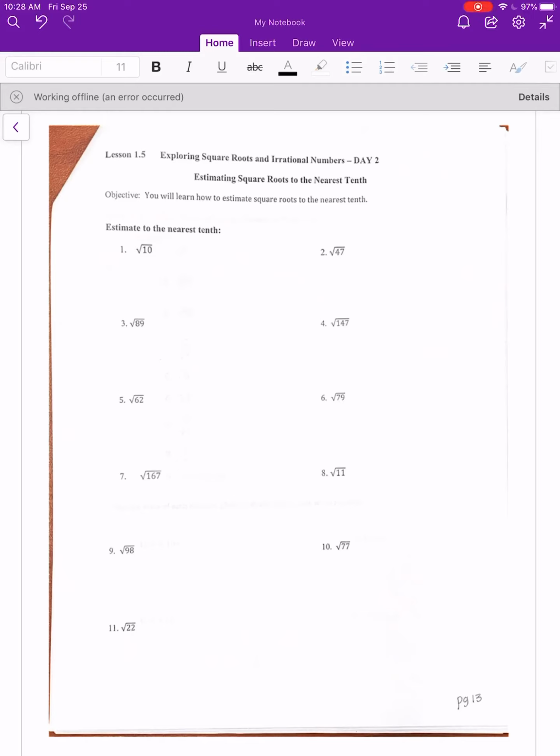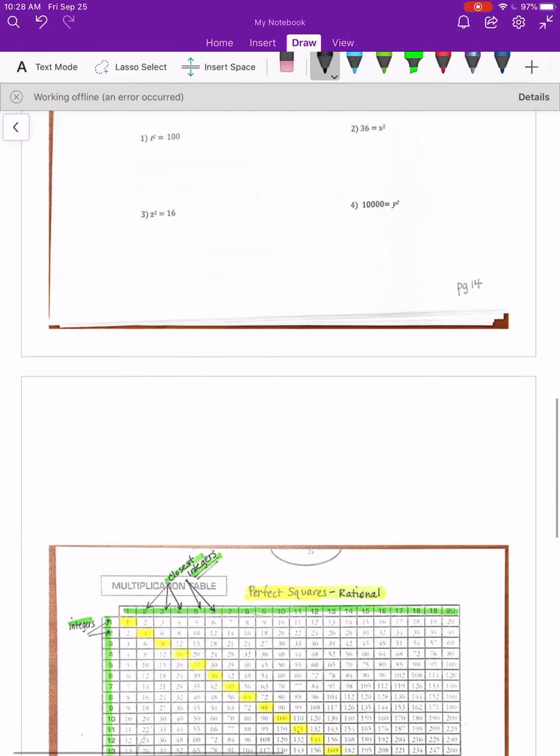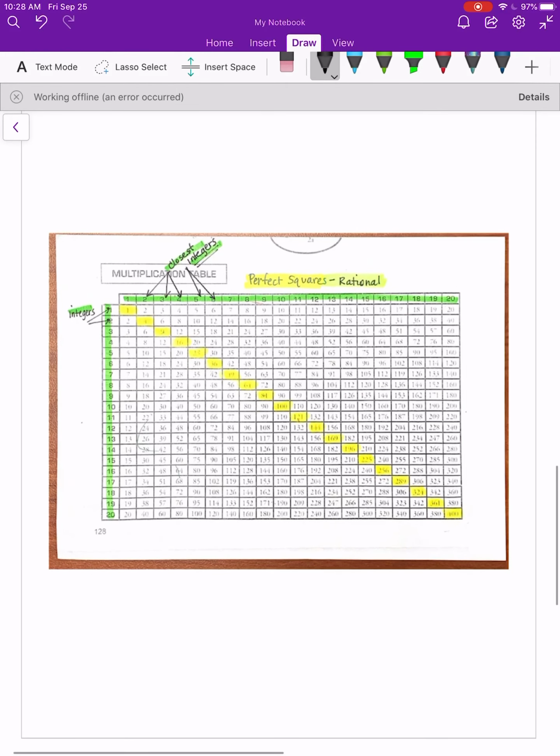Right, we are back. We are still on lesson 1-5, but this time we are actually not going to do the nearest tenth like it says. We're going to do something a little bit different, but we're going to place these things on a number line. Now, it builds on what you did yesterday and takes it to the next step. Yesterday it said the square root of 10, and of course you went to your chart, so make sure you have your multiplication chart handy.